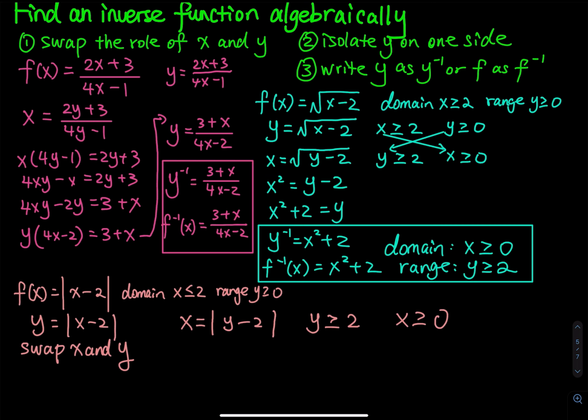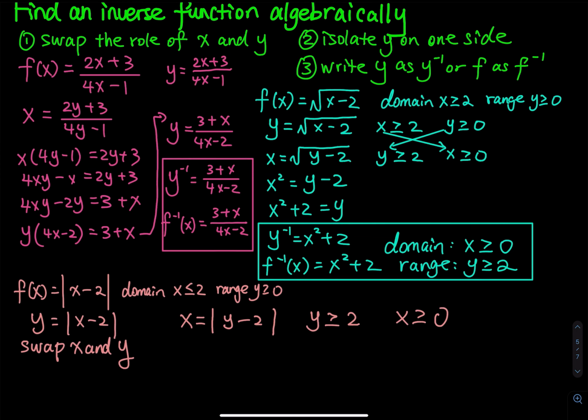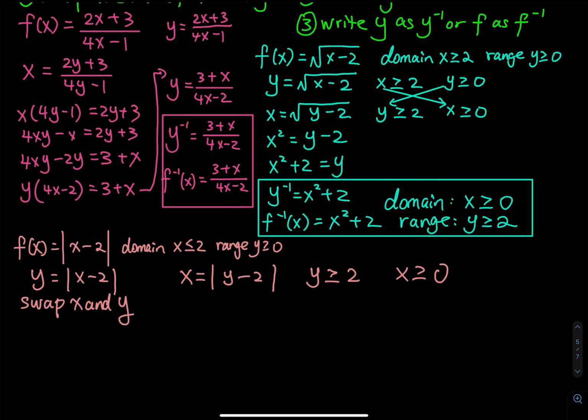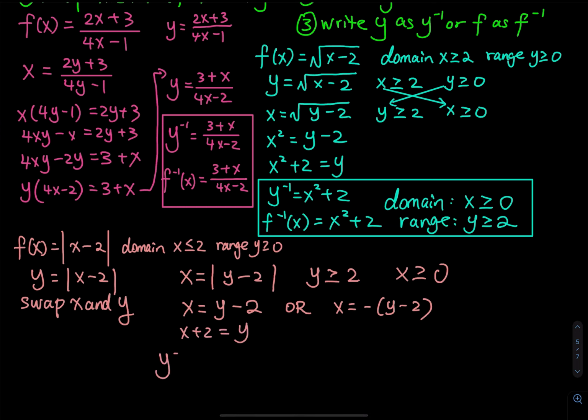The reason I picked this is because this can be broken down into two equations. The first one is x equals y minus 2. And then the other one, you have to put an "or" right here: x equals negative y minus 2. Because that is how you solve equations involving absolute values. And then this one is x plus 2 equals y, so you have y inverse equals x plus 2.